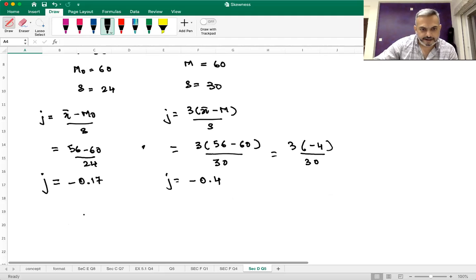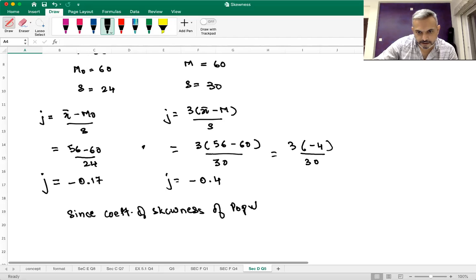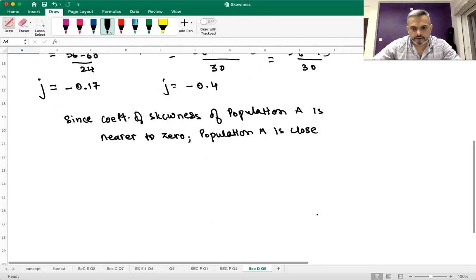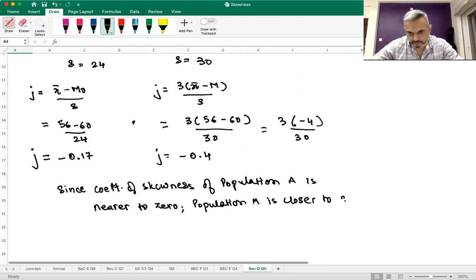So we have to write, since the coefficient of skewness of population A is nearer to 0, population A is close to or closer to symmetry.